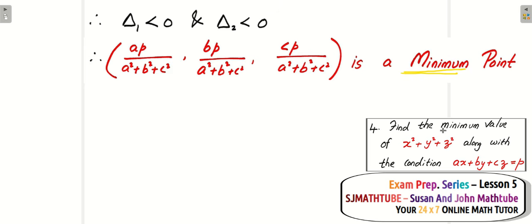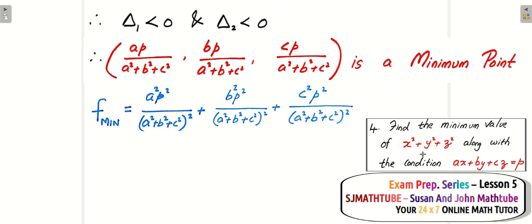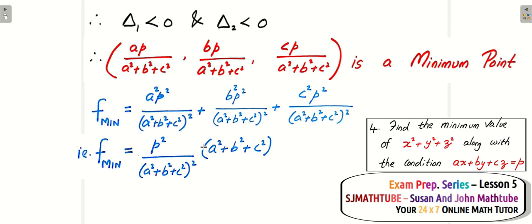But look at the question, they didn't ask you the point, they want the value. That means you plug in this point in the function, and that will give us, yeah, there's something common. Now we can cancel, and that's it.